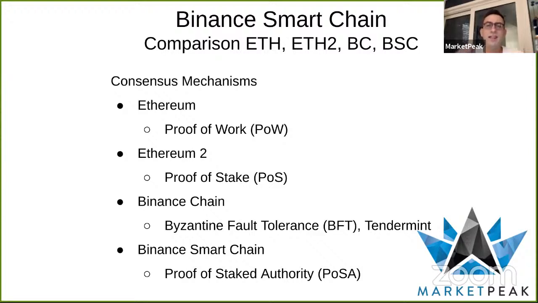And the staked comes into it because on Binance Smart Chain, those 21 validators have to stake Binance Coin, BNB, and quite a bit too. And they can also get stakes validated from others. So this is why it's called staked authority.